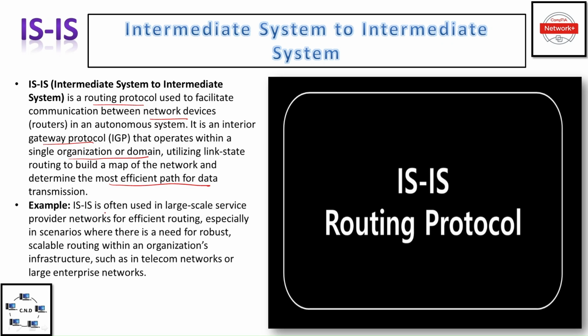For example, IS-IS is often used in large-scale service provider networks for efficient routing, especially in scenarios where there is a need for robust, scalable routing within an organization's infrastructure, such as in telecom networks or large enterprise networks.